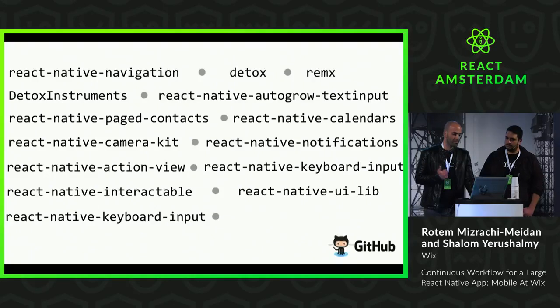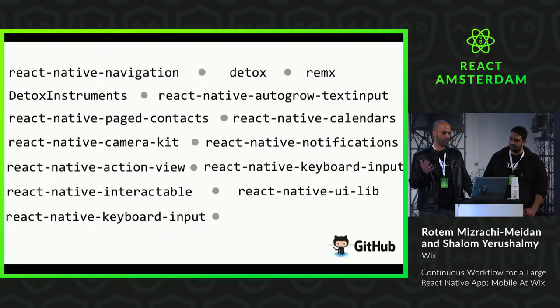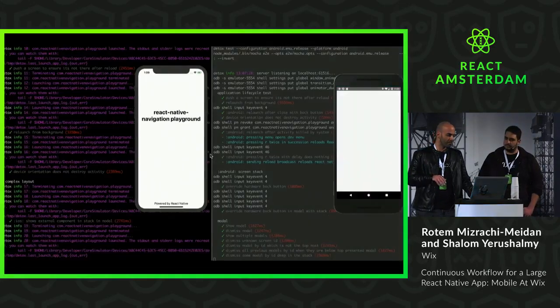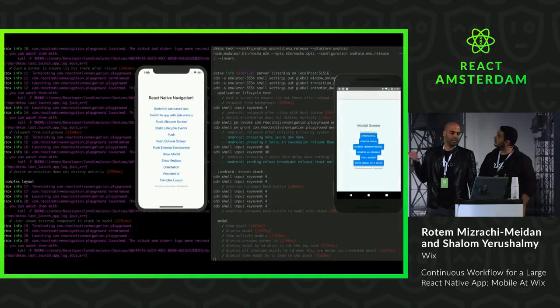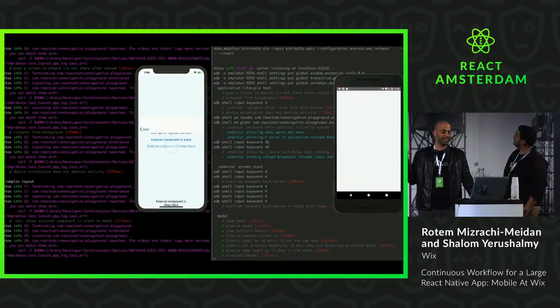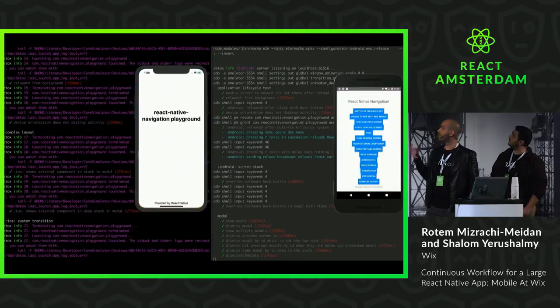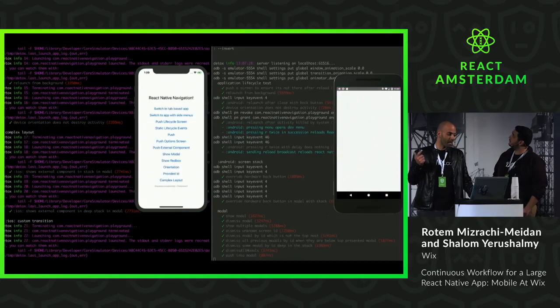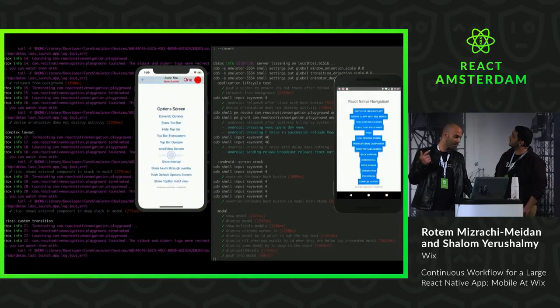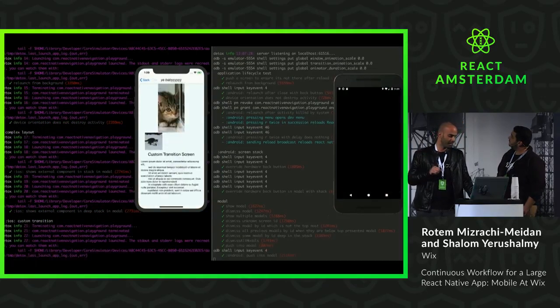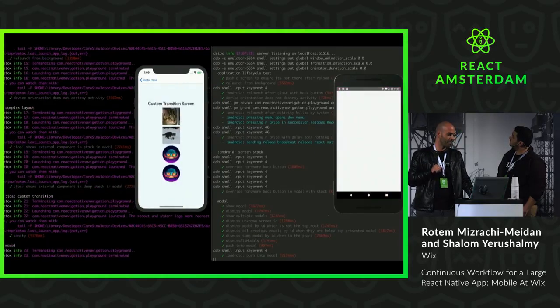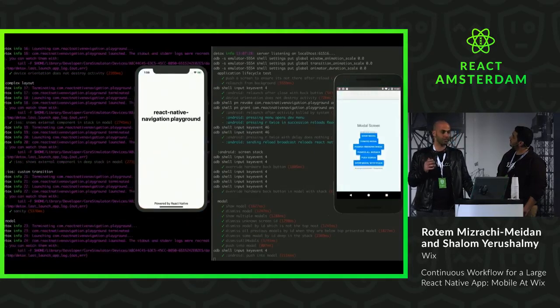You might know a few of them: React Native Navigation, Camera Kit, our keyboard extensions, notifications, UILib, Interactable, Detox, and more. React Native Navigation, for instance, is being treated as a completely independent product. So here you can see React Native Navigation's end-to-end test suite using Detox for both iOS and Android. That's the V2 of React Native Navigation, which will be released very soon, we hope.